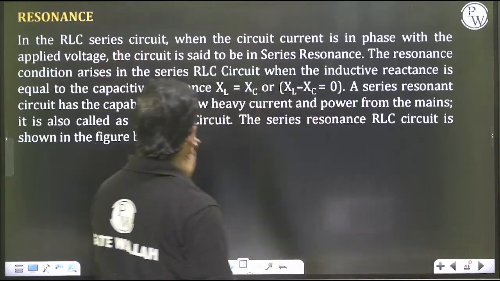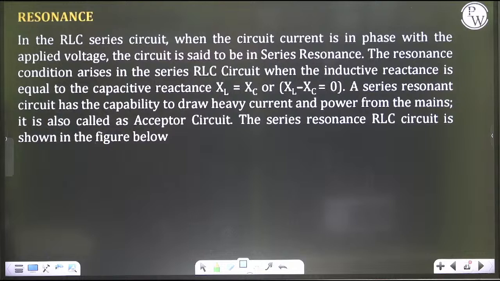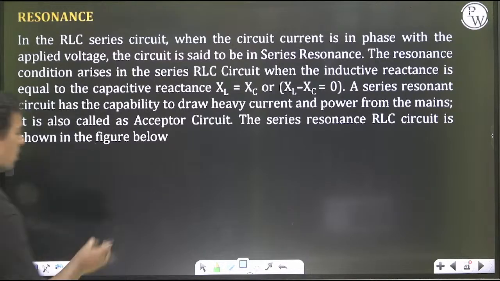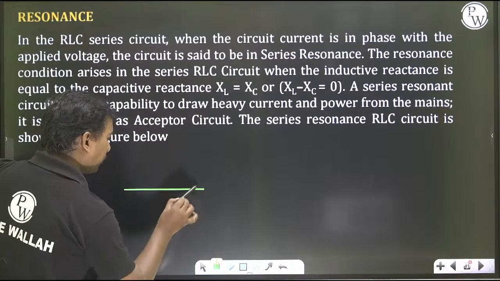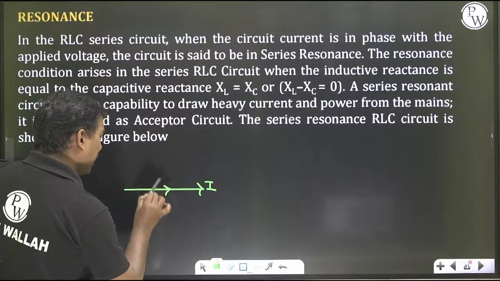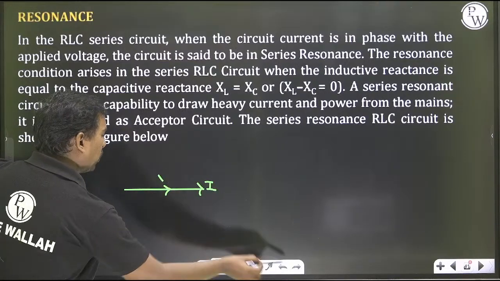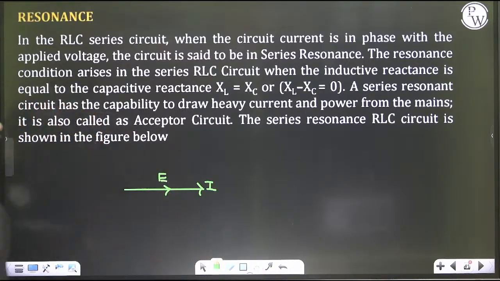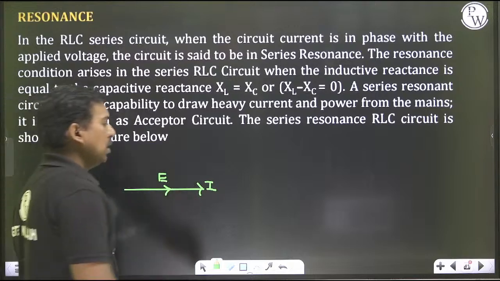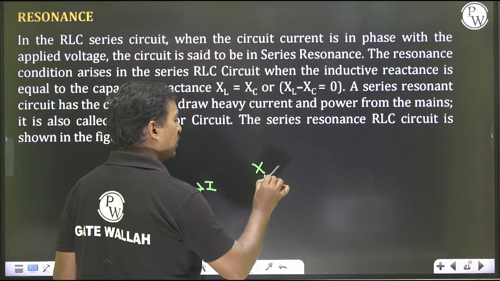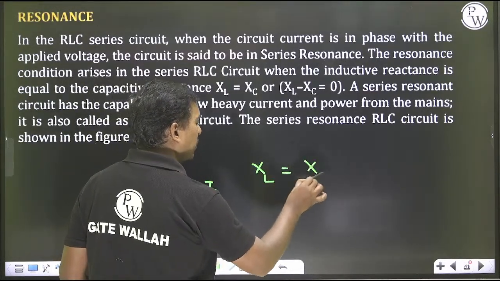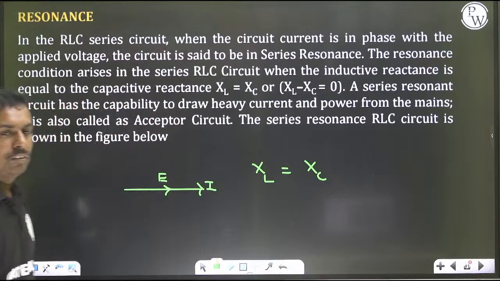If you see this graph, in the RLC series circuit, when the circuit current is in phase with the applied voltage, the circuit is said to be in series resonance. That means the current and the voltage both are in phase. This can happen only when the inductive reactance is cancelled by the capacitive reactance.